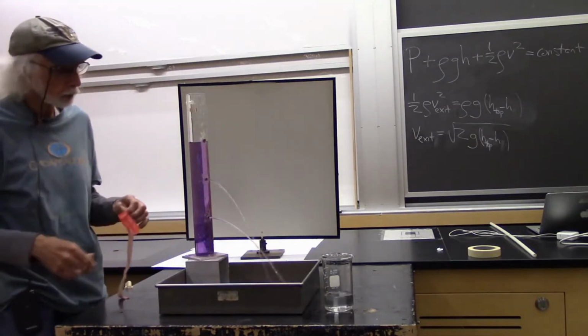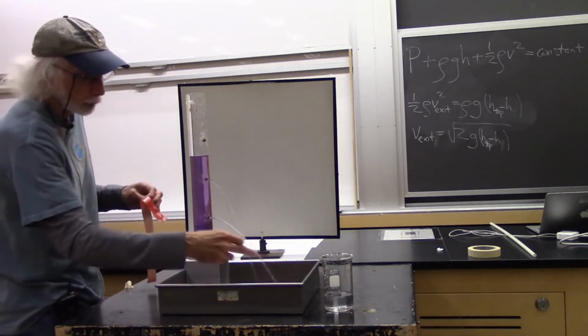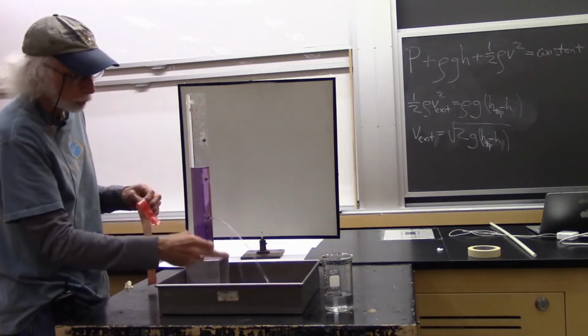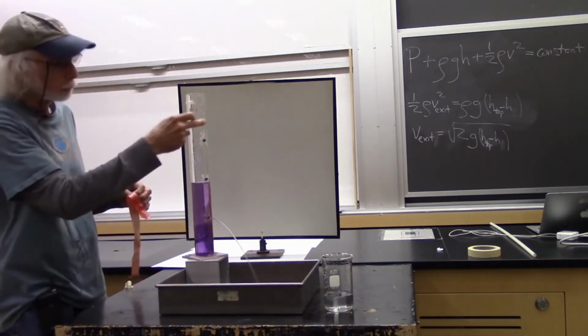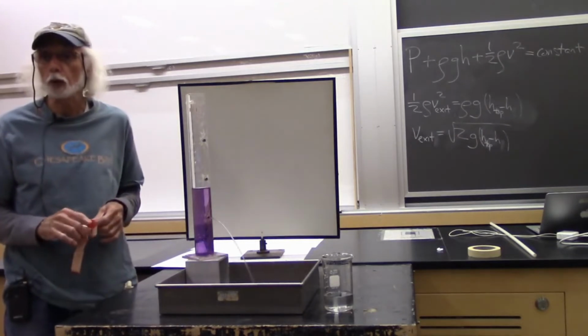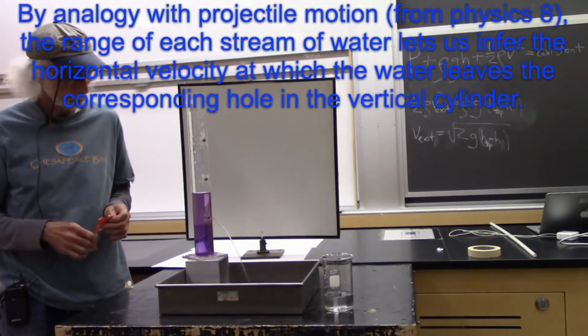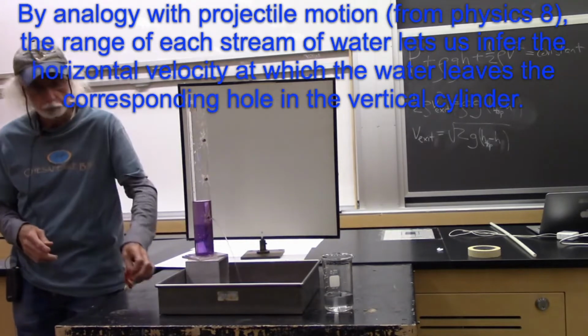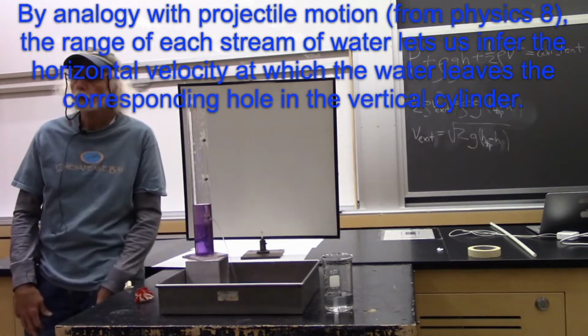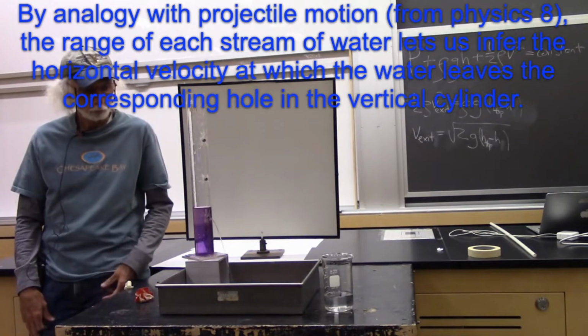And we can clearly see that the water at the bottom had the greatest range, and the water in the middle, and the stuff up top, we passed that opening pretty quickly, but it didn't come out very rapidly at all. And by analogy with projectile motion, the range of that parabola lets you infer the initial velocity that comes out.